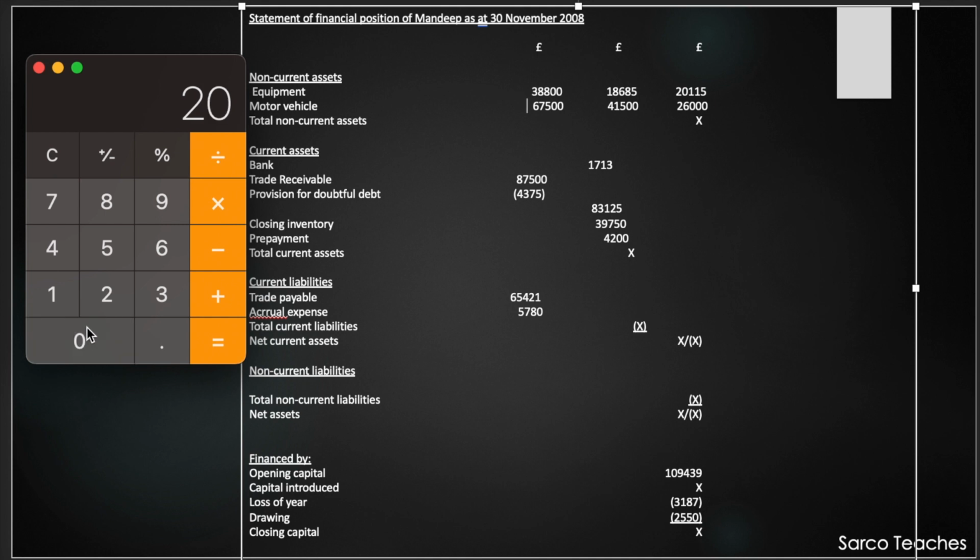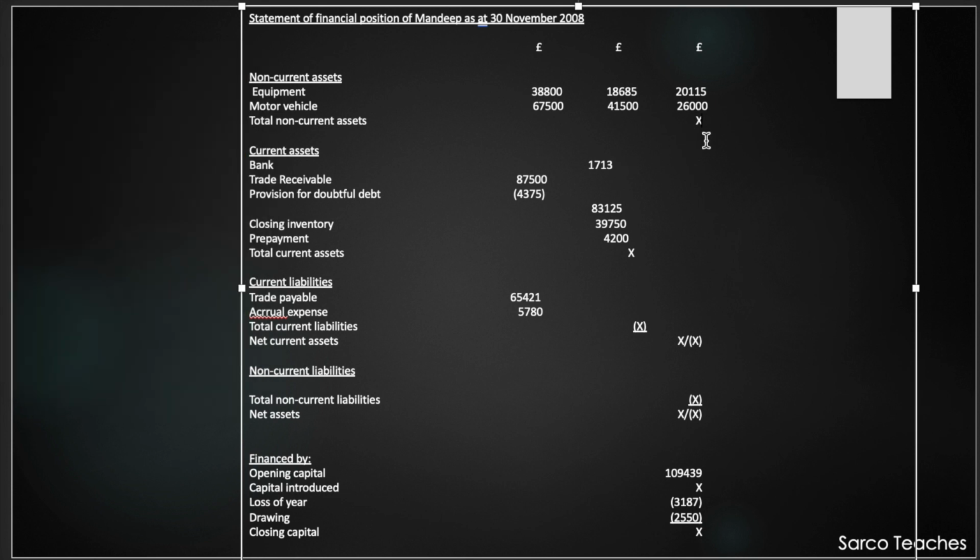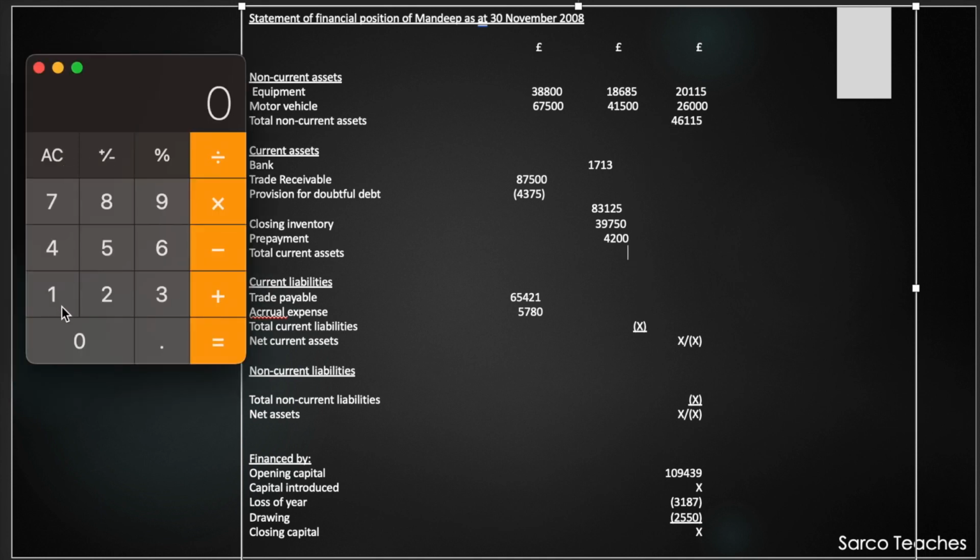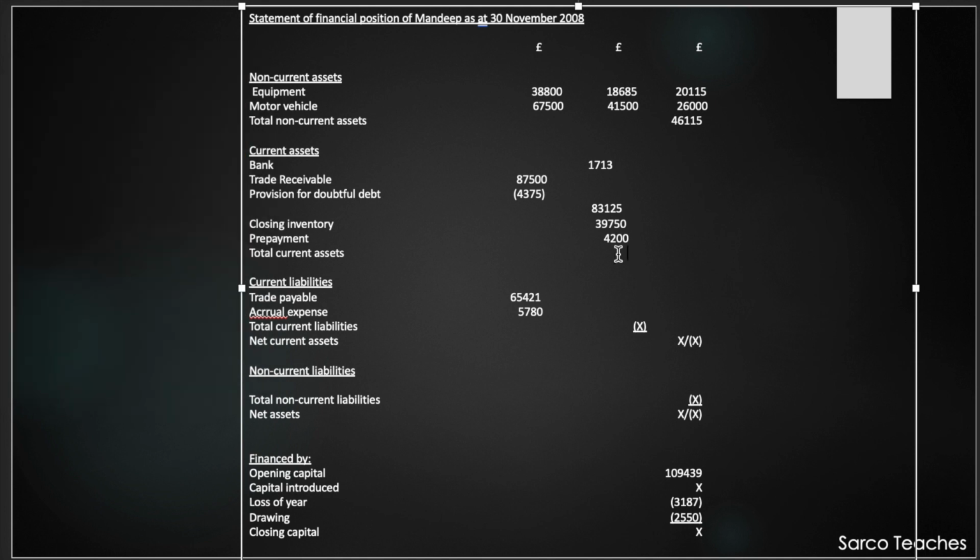Next is the statement of financial position. So we first do total non-current assets. That's equipment plus motor vehicles, but we use the value on the right side. Next is total current assets. We use the values I have in the middle. So we do bank plus trade receivables, but the one in the middle, 83,000. Then we do plus closing inventory plus prepayment.